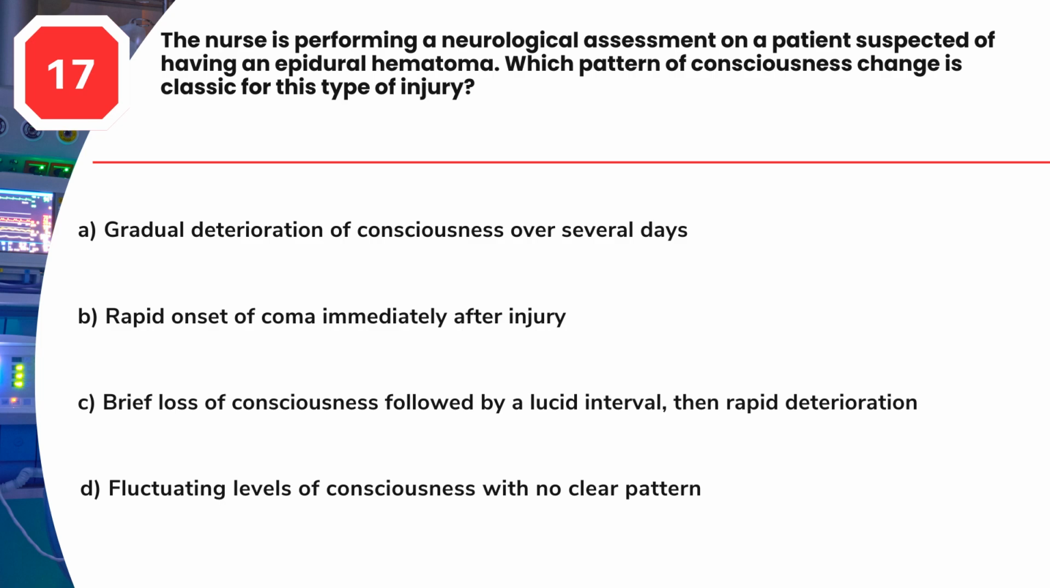Question 17. The nurse is performing a neurological assessment on a patient suspected of having an epidural hematoma. Which pattern of consciousness change is classic for this type of injury? A. Gradual deterioration of consciousness over several days. B. Rapid onset of coma immediately after injury. C. Brief loss of consciousness followed by a lucid interval, then rapid deterioration. D. Fluctuating levels of consciousness with no clear pattern.